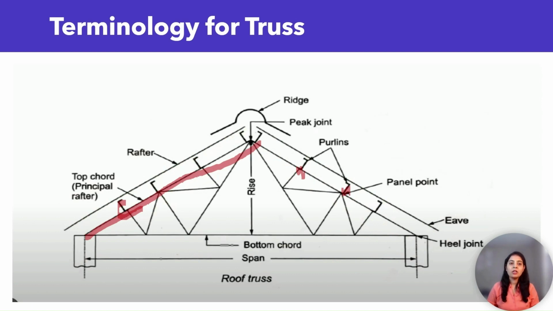So what is heel joint? Joints at supports are known as heel joints. Peak joint, this is the peak joint, the joint at apex. And eaves: the bottom edge of an inclined roof is called eaves.